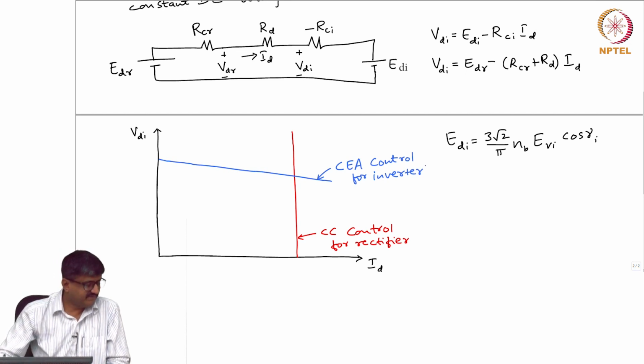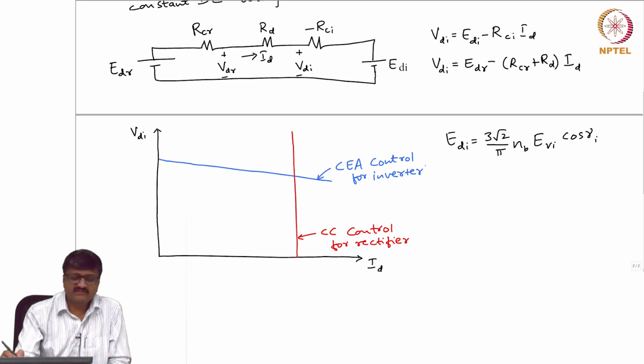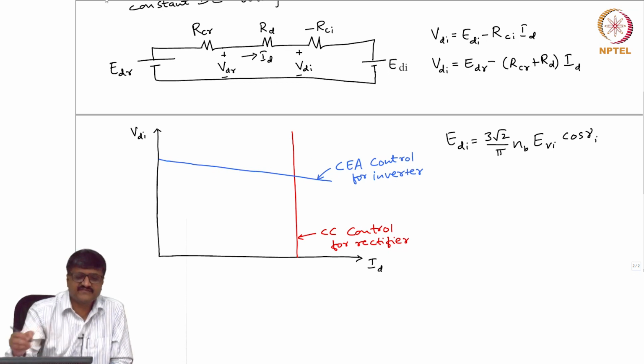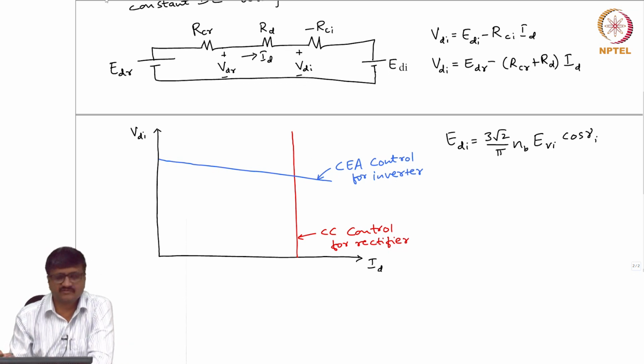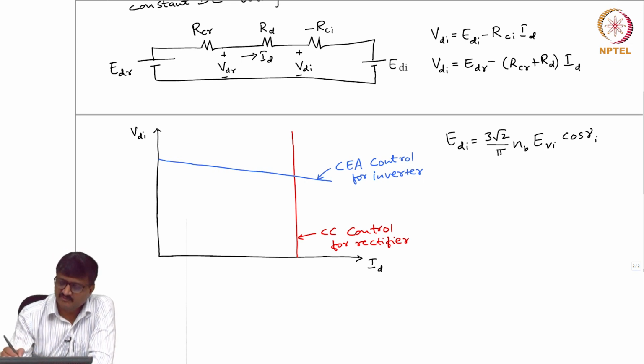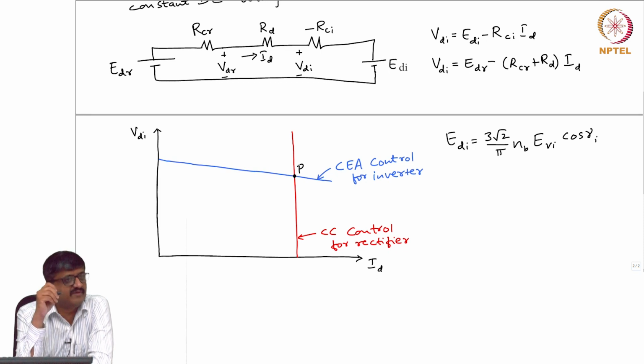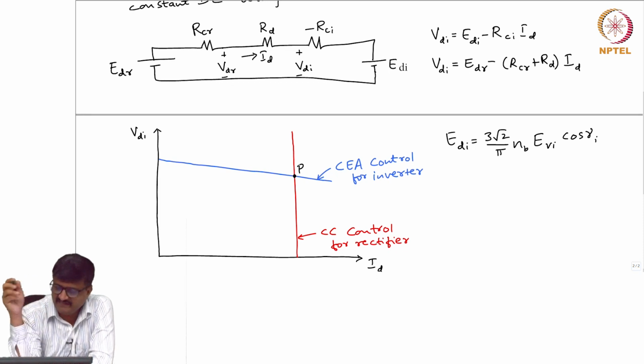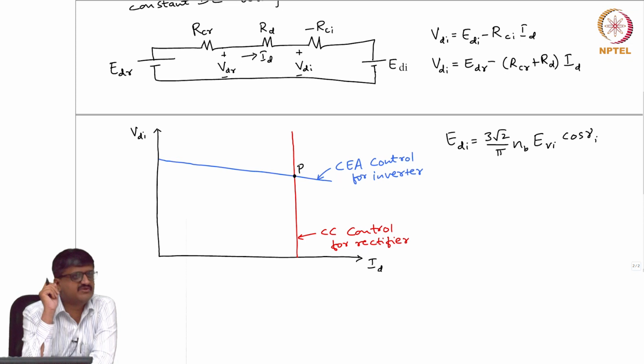So, that means the point of operation is the intersection of these two characteristics. These two are steady state characteristics. So, at this point P, the system operates. The values of VDI and ID are obtained from the intersection of these two straight lines. Is that clear?